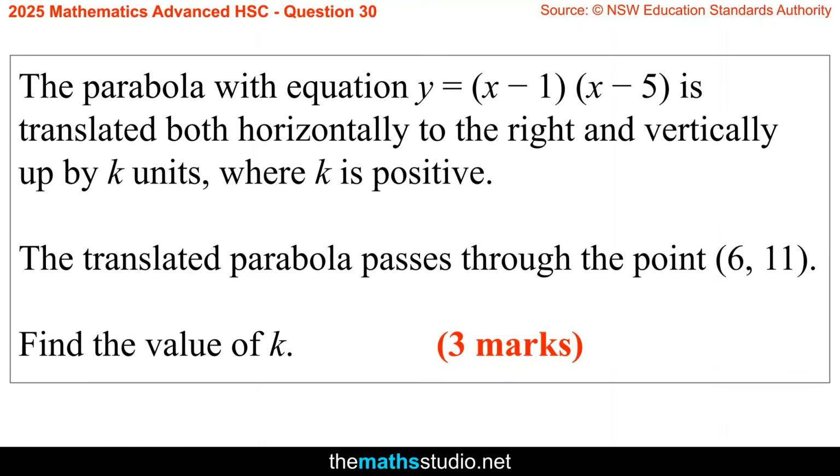Question 30. The parabola with equation y equals (x minus 1) times (x minus 5) is translated both horizontally to the right and vertically up by k units, where k is positive. The translated parabola passes through the point (6, 11). Find the value of k.